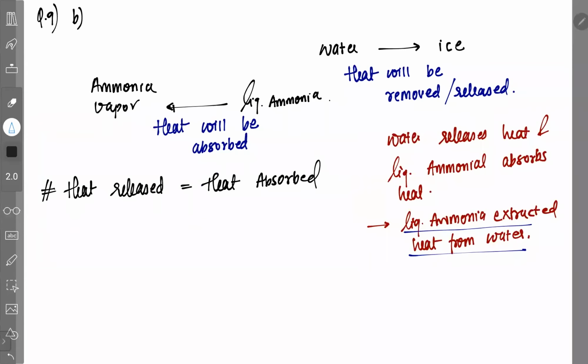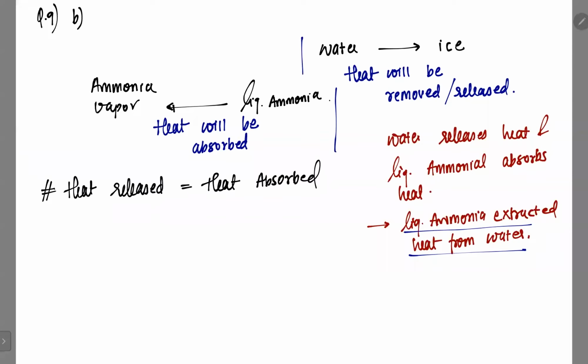Yes beta, bolo. Sir, liquid ammonia has less heat than water. Are you talking about specific heat? No, sir, because if liquid ammonia is absorbing the heat, it will have less heat. No, it will have less temperature, beta. Not less heat. जिसका टेम्परेचर कम होता है वो हीट लेता है, जिसका टेम्परेचर ज्यादा होता है वो देता है. Does that answer your question?